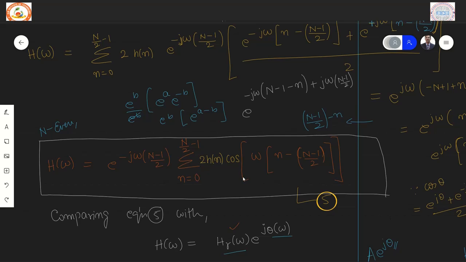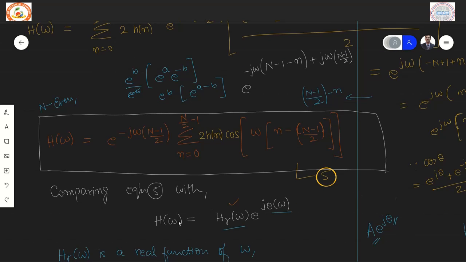Next, to prove that this is linear, we compare equation 5 with H of omega, which is expressed as Hr of omega. R stands for real. Hr of omega is a real function of omega. Now, this is multiplied with e power of j theta of omega, where theta of omega will be the phase. So Hr of omega is the amplitude and theta of omega is the phase. Now, Hr of omega, as we said, is a real function. It's a quantity which is indicated by the summation here. We can see no j terms here. The conclusion is it is definitely real.